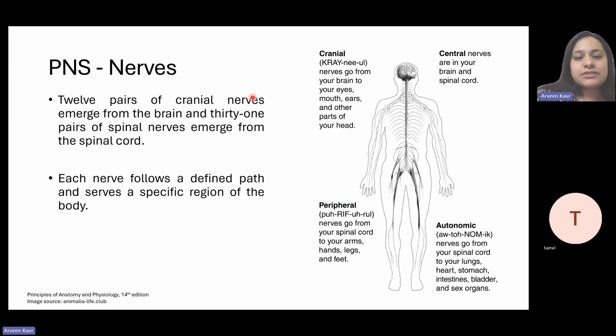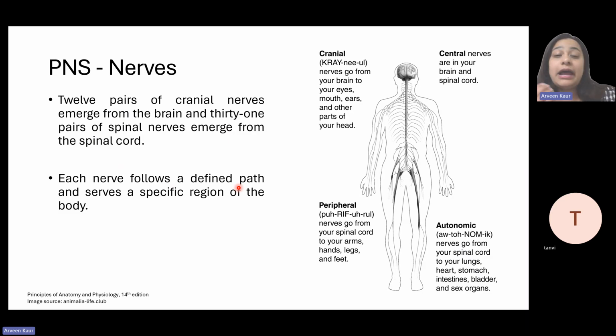There are 12 pairs of cranial nerves which emerge from the brain and 31 pairs of spinal nerves which emerge from the spinal cord. The cranial nerves go from the brain to the eyes, ears, mouth, and other parts of the head. Central nerves are in the brain and the spinal cord themselves. Peripheral nerves go from the spinal cord to the arms, hands, legs, and feet. And autonomic nerves go from the spinal cord to the internal body organs such as lung, heart, stomach, intestine, bladder, sex organs, etc. Each nerve follows a defined path and serves a specific region of the body.